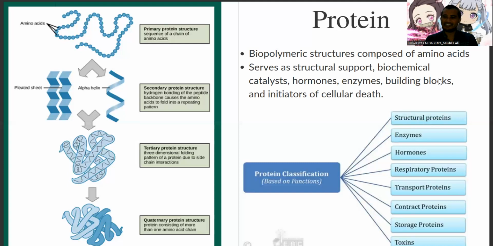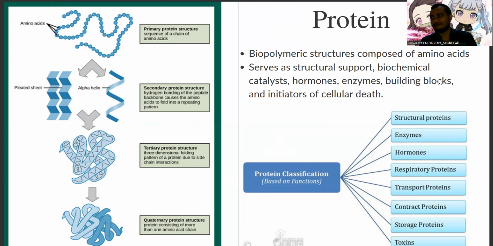The next one is enzymes. An enzyme is a catalyst to proceed some activities in the cell, like metabolism or producing carbohydrates, proteins also, and lipid.